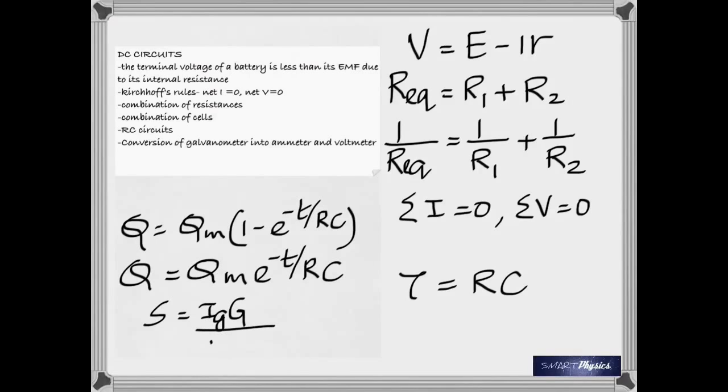To convert a galvanometer into an ammeter, the resistance to be connected in parallel is given by this formula, where Ig is the maximum current through the galvanometer, G is the resistance of the galvanometer, I is the current to be measured, and to convert it into a voltmeter, the resistance is V by Ig minus G. Remember that in this case the resistance is to be connected in series.